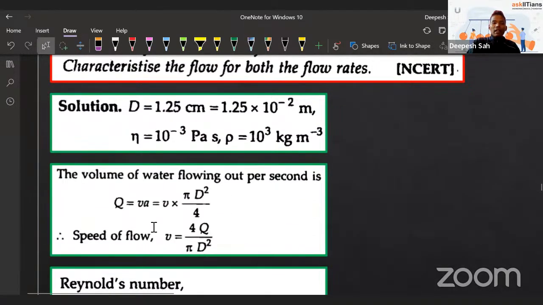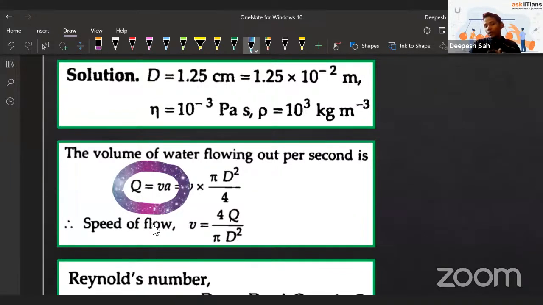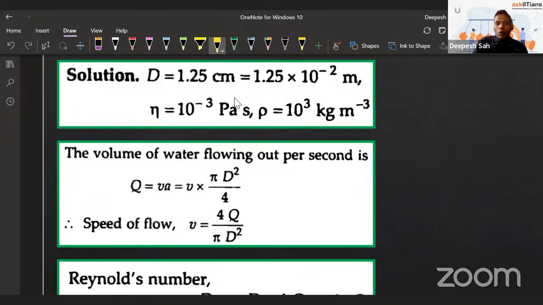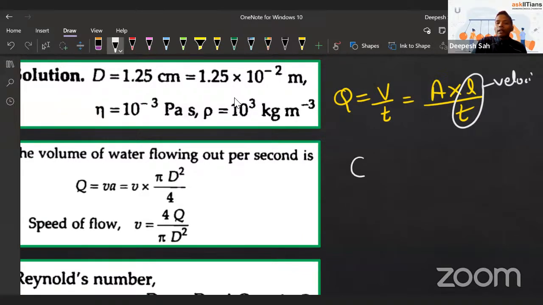But we know that the volume of water flowing out per second is equal to velocity into area. Do you remember how we make this particular formula? From Poiseuille's formula, the value of Q is equal to V by T, volume by time. Volume can be written as area into length, so Q is area into length by time. And length by time is equal to velocity. So we get Q equals velocity into area.